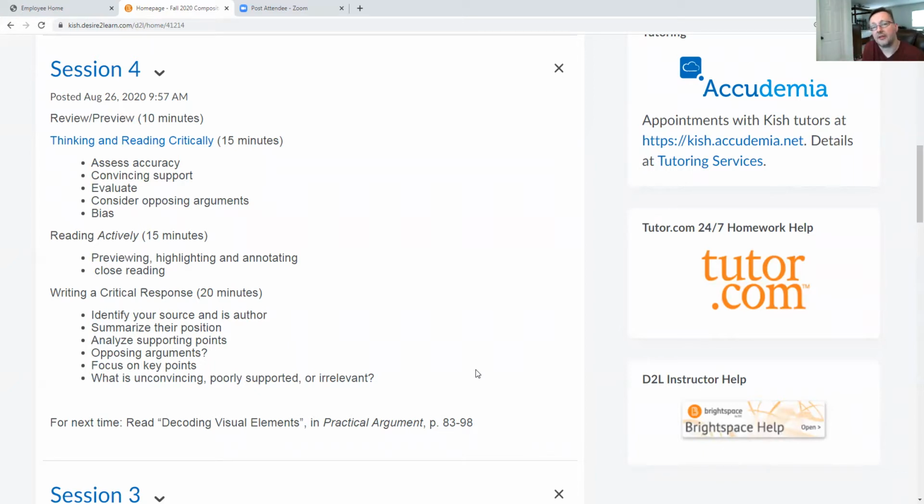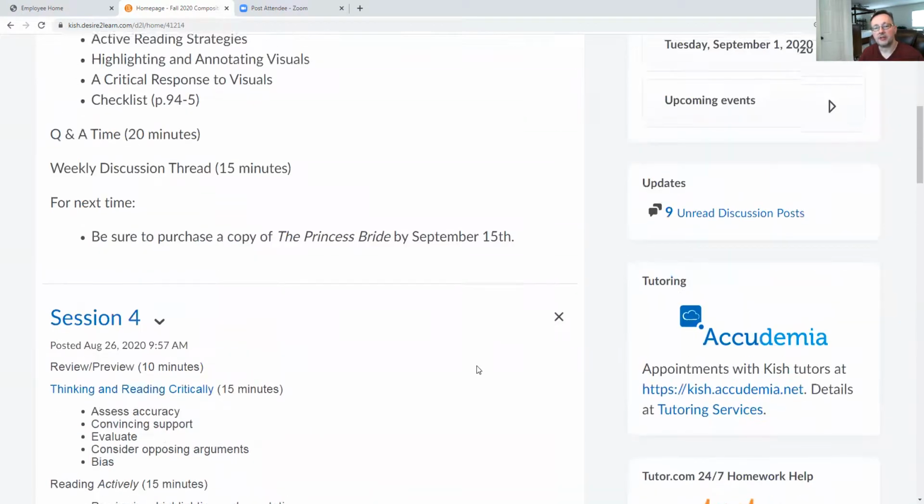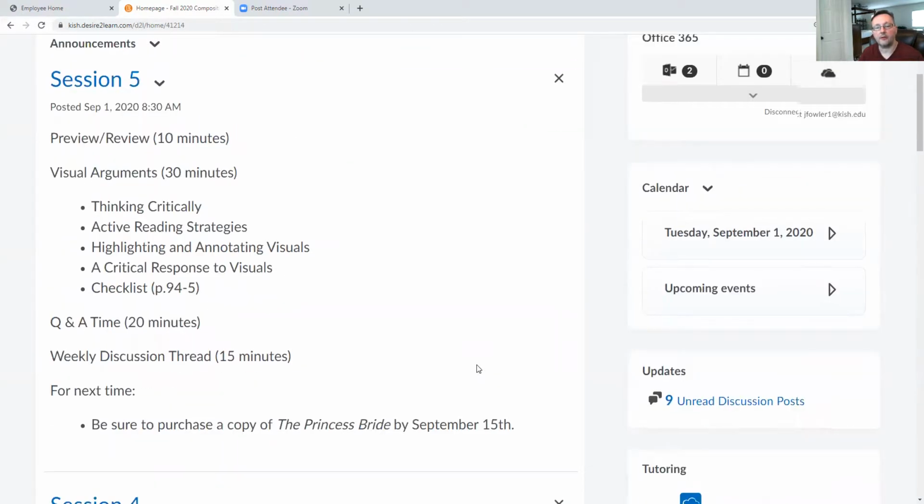Remember to focus on the key points of your argument's opposing perspective, and then look for, again, things that are unconvincing, have been poorly stated, or are even irrelevant. Okay, so that's just a brief review of what we discussed last time.